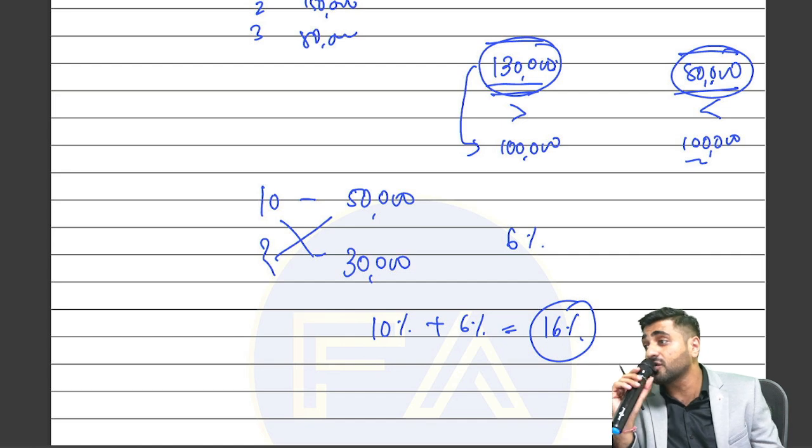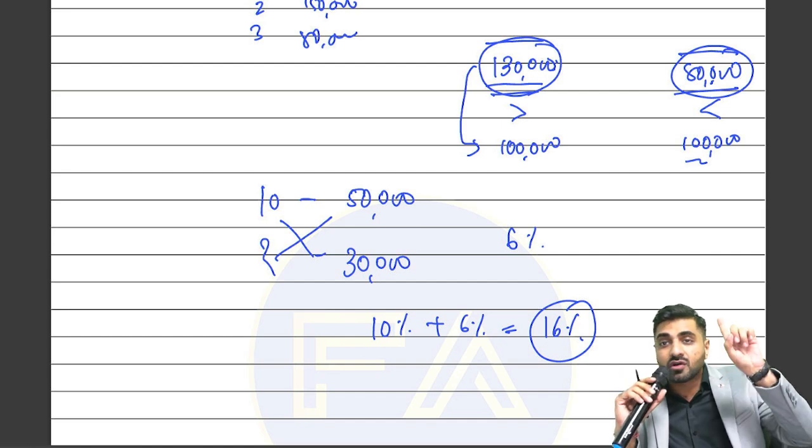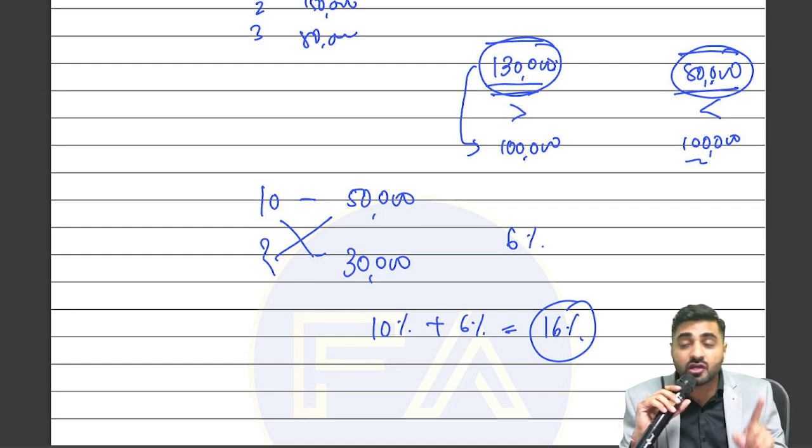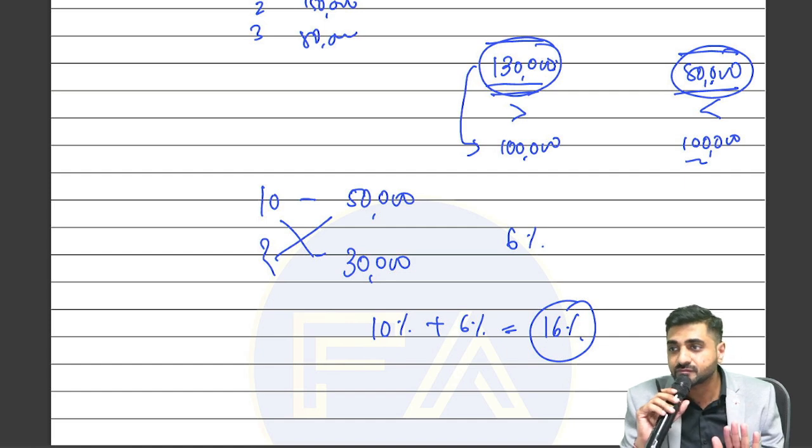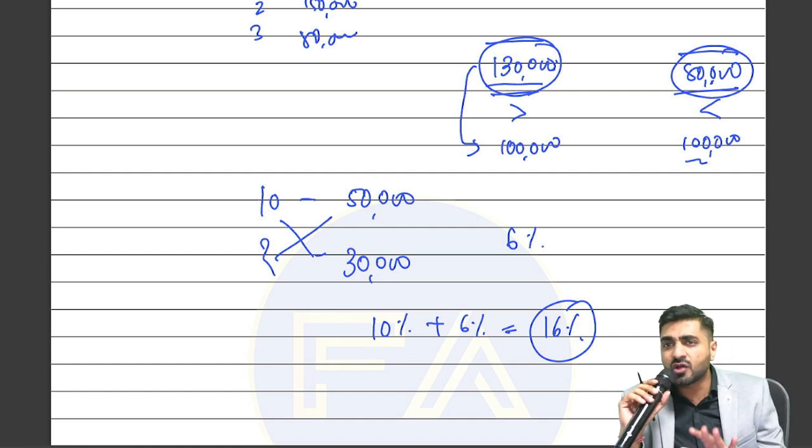Yes or no? Yes, sir. So IRR is a discounting factor at which your PV of CI should be equal to your PV of CO. Are you all aware about this?